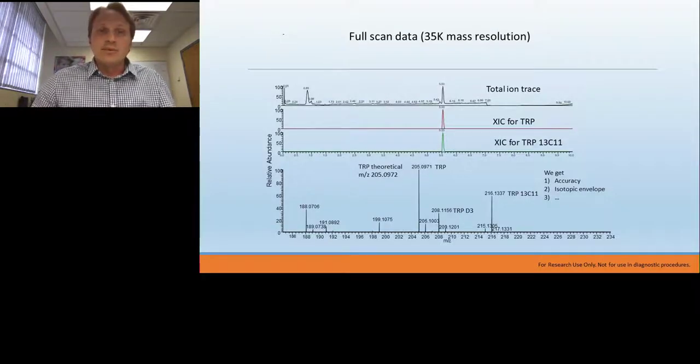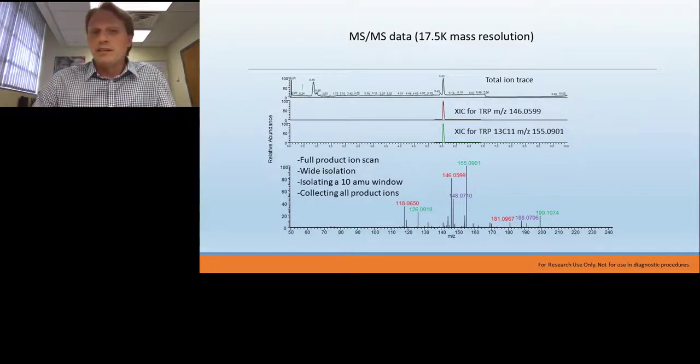And this is an example of, say, looking at the separation of tryptophan at one specific mass resolving power. And this is tryptophan, target compound at 205.097. And then in this case, we had more than one internal standard. We had one at 208, which is a D3 deuterium labeled, and then we have a carbon 13 labeled at 216. And so with this, we get accuracy, we get the isotopic envelope, but we can also get some other features if we do, say, isolate both of those ions, or all of those ions of interest.